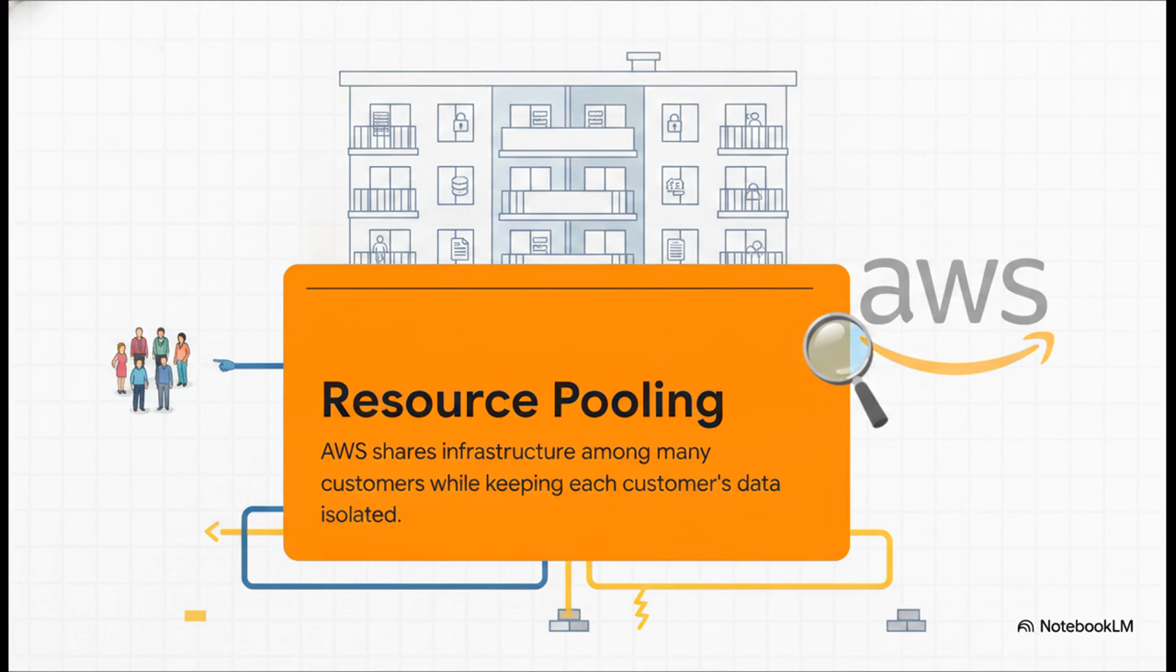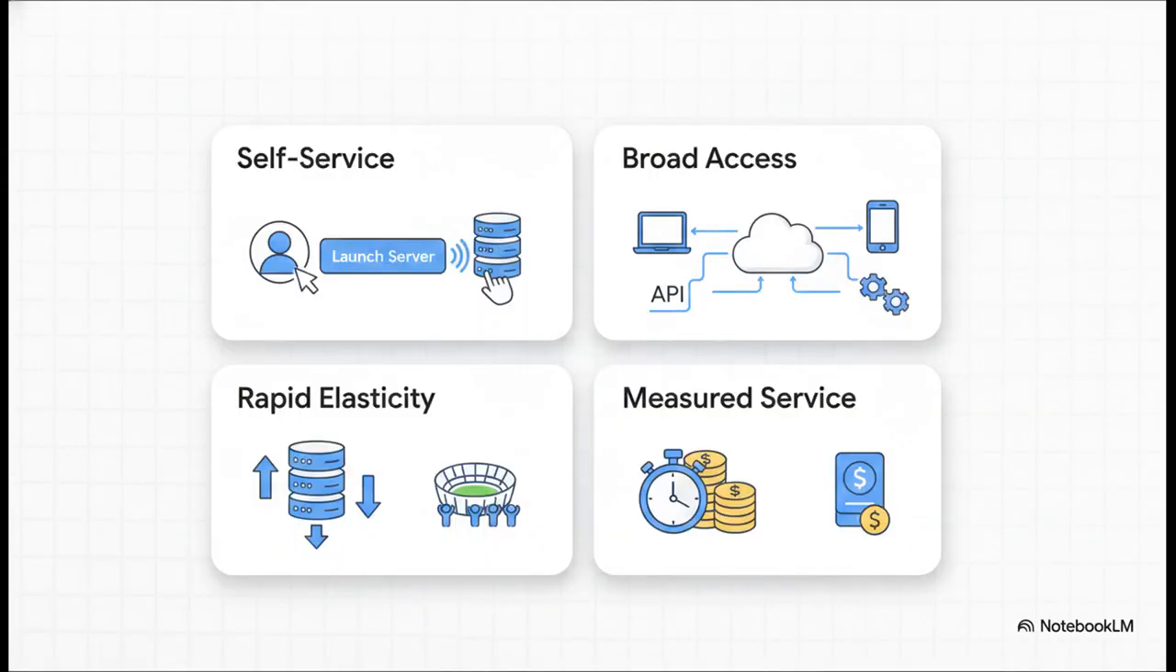Think of it exactly like a modern apartment building. AWS shares its massive physical infrastructure among thousands of different customers, but, and this is key, your specific data and applications are completely isolated and secure. Everyone has their own private apartment with its own locks, but you all share the building's core foundation, the plumbing, and the electricity.